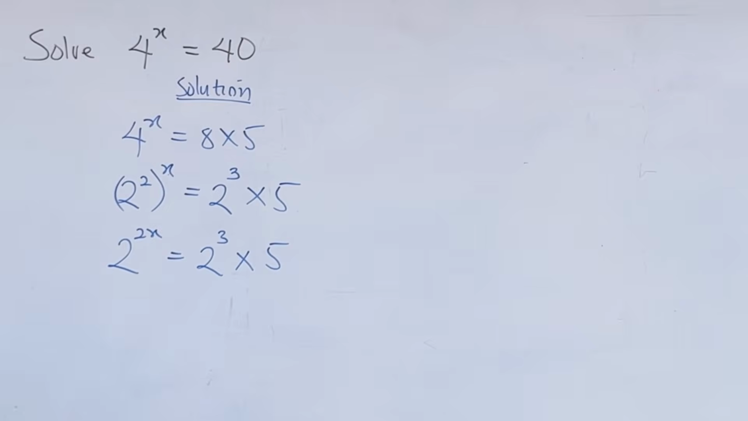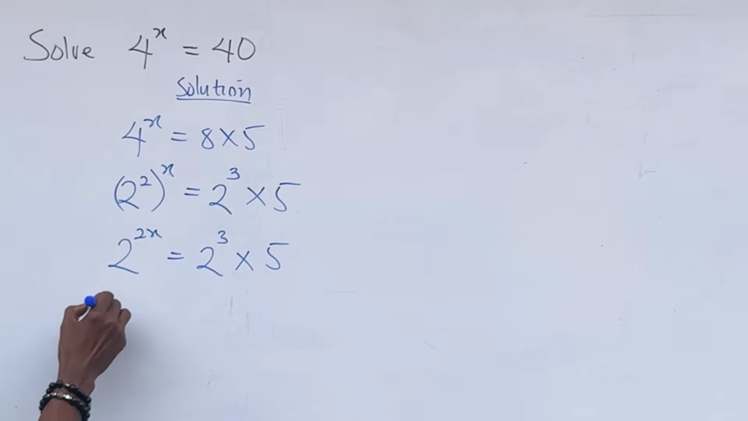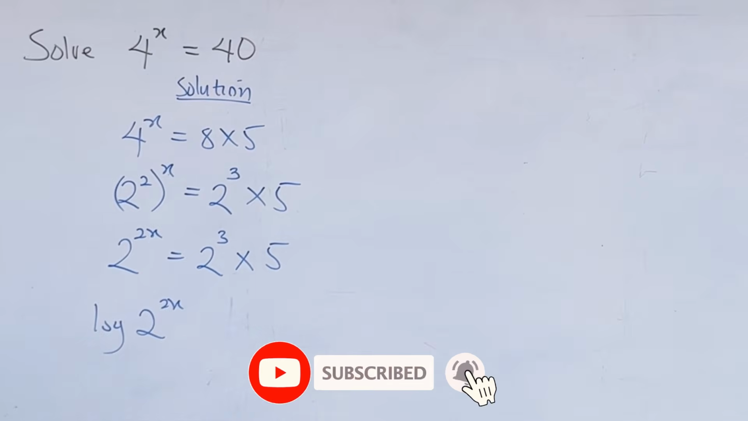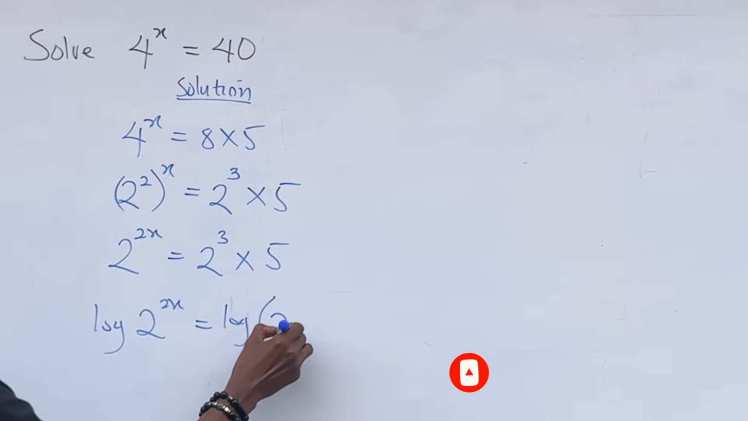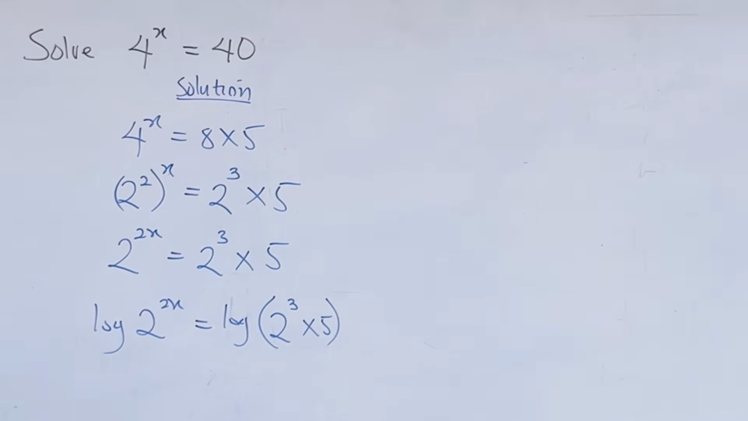So what we do is introduce logarithms. Logarithms come to the rescue. So let's add logarithms to both sides. This will give us log of 2 raised to the power 2x equal to log of 2 raised to the power 3 multiplied by 5.